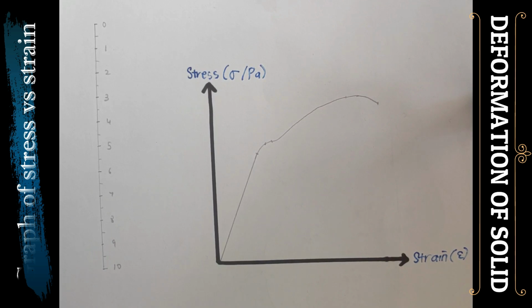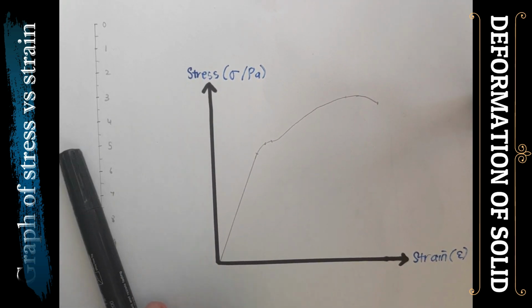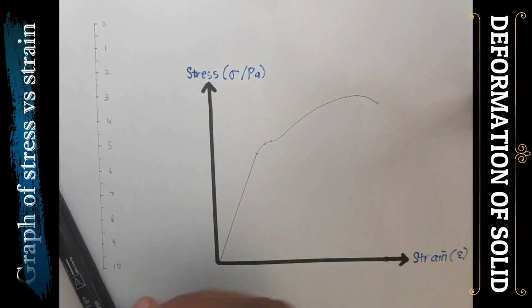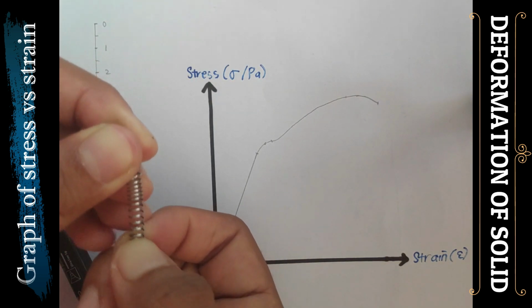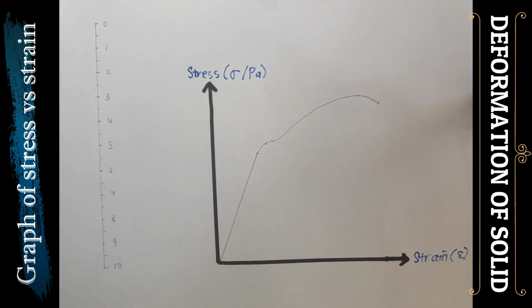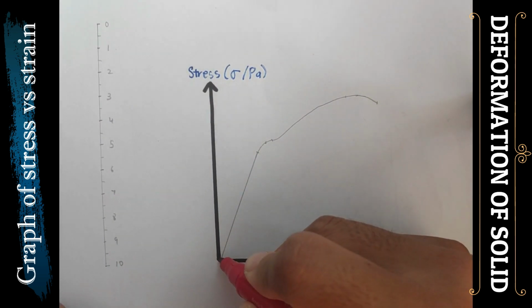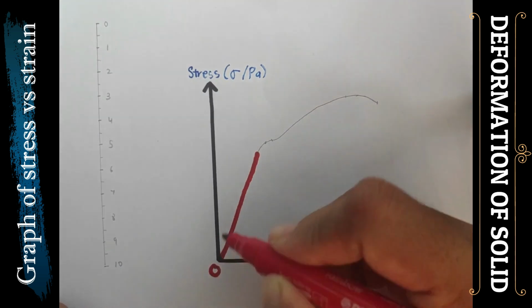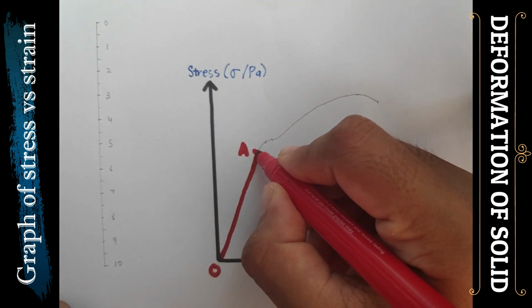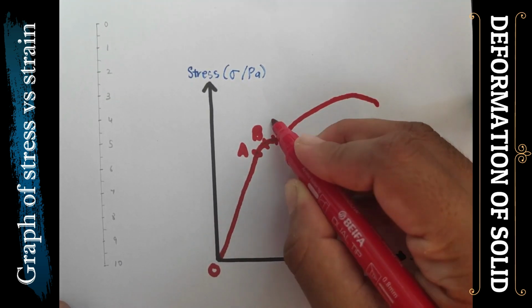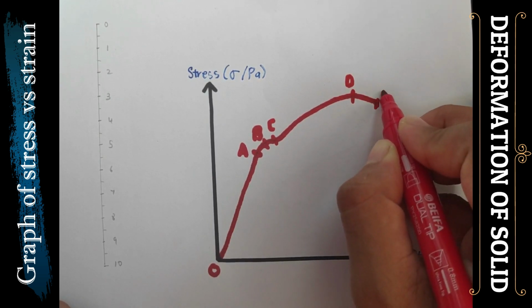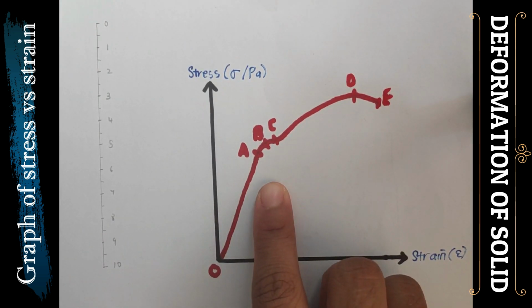By plotting a graph between stress, which is equal to the applied force per unit area of the spring, and the strain produced, which is the fractional change in the length of the spring, we obtain a curve. The curve that we obtain helps us to understand how a given material deforms with increasing loads or force.